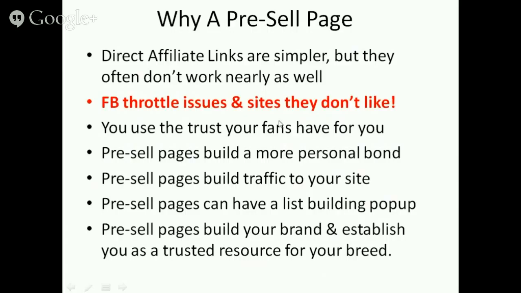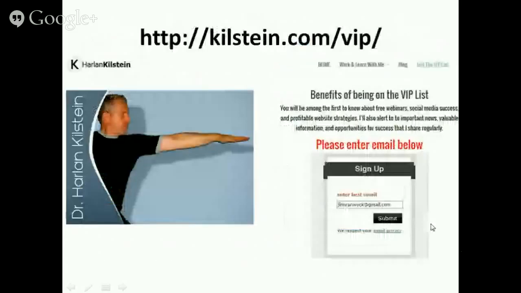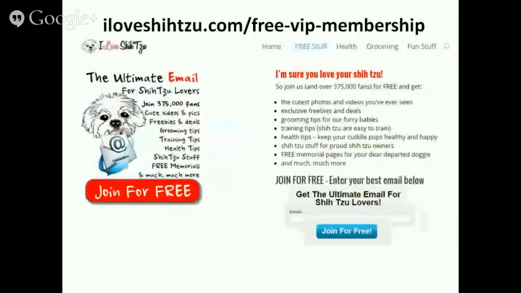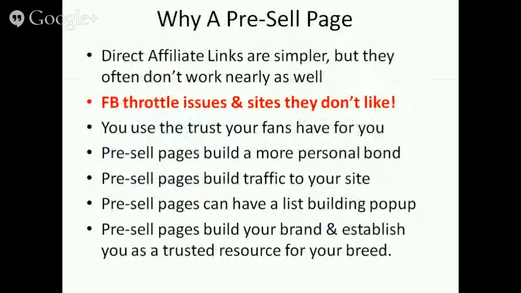Now we're going to talk about pre-sale pages. So let's just go back here to the essential elements of your email opt-in page: visual appeal, a headline, benefits, call to action, opt-in form, social proof, and there you have it. Now we'll talk about the second page. I'm going to show you how to make these in a minute, but next I want to show you the second page, which is a pre-sale page. So why do you want a pre-sale page on your website, on your blog? Well, direct affiliate links are simpler, but they don't often work nearly as well.